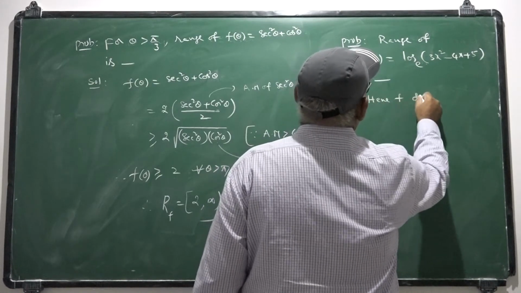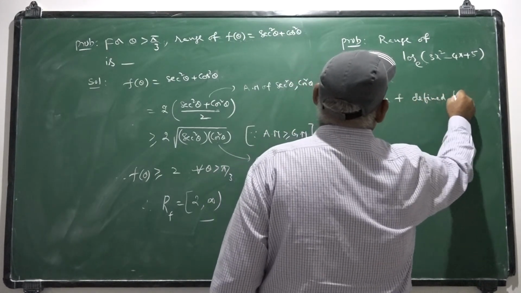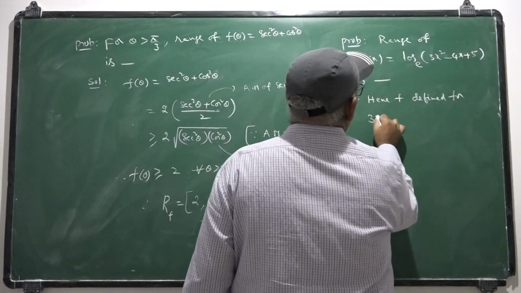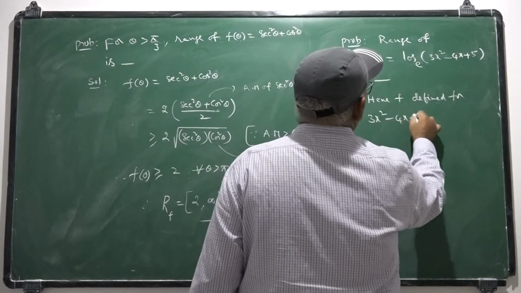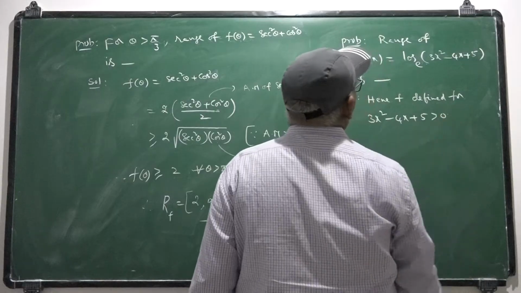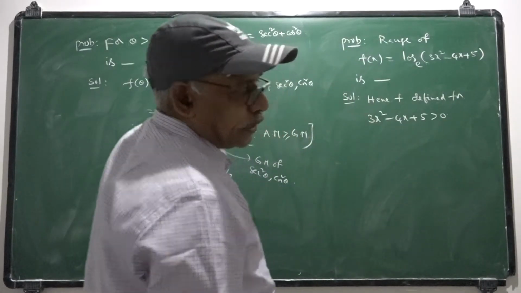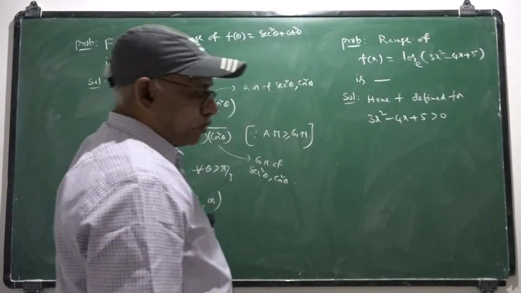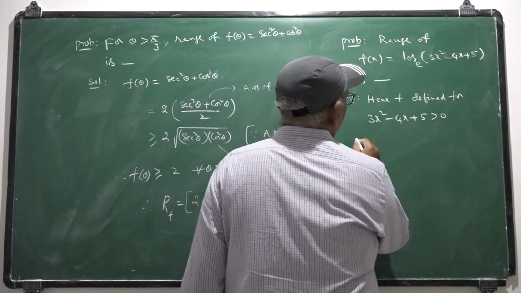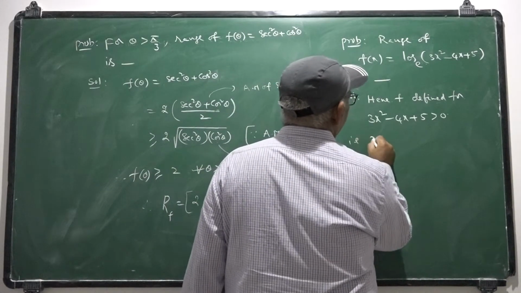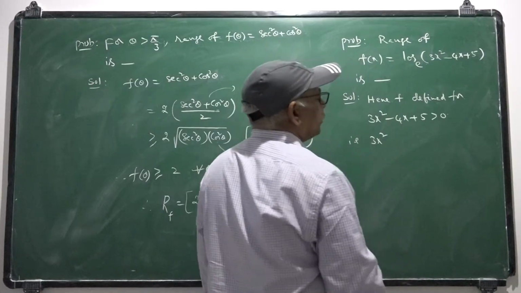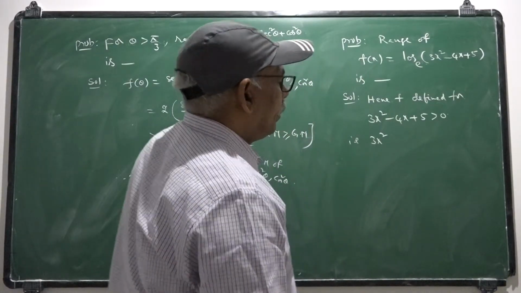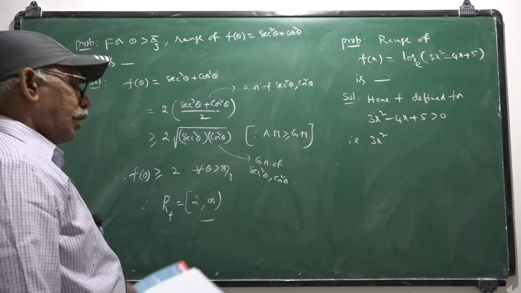Here f is defined for 3x square minus 4x plus 5 greater than 0. Logarithmic function is defined for positive reals. So this is, that is 3x square minus 4x plus 5 greater than 0.